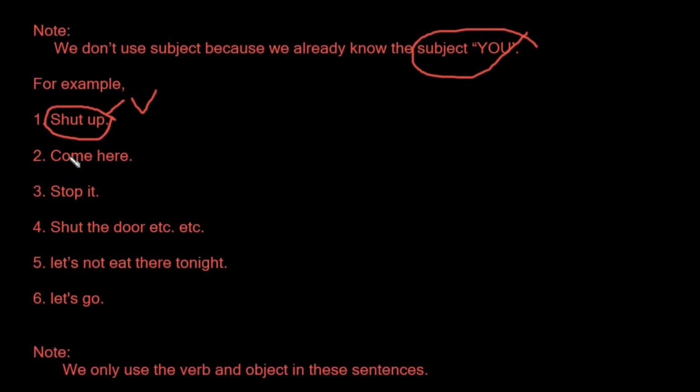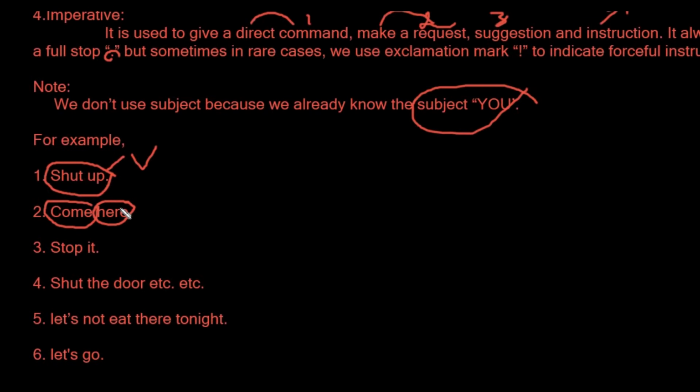The second sentence I have: come here. So come is a verb, and here is an adverb. But it doesn't matter. Sometimes we use an adverb, sometimes we use an object, no problem, but we have a verb here which is come here. So come here, you're requesting someone to come here, or maybe you are commanding someone to come here. So it depends on the situation.